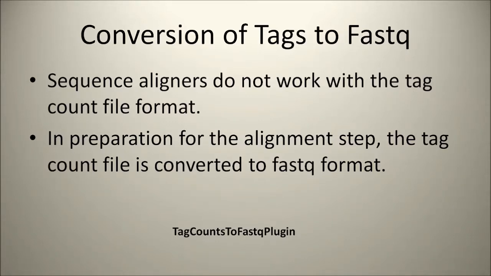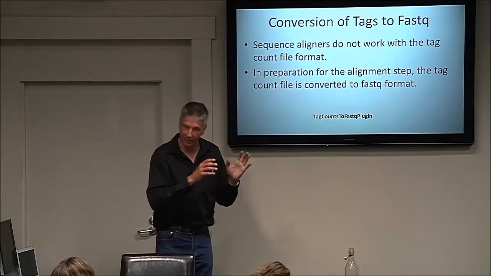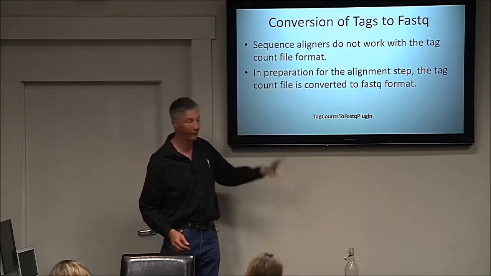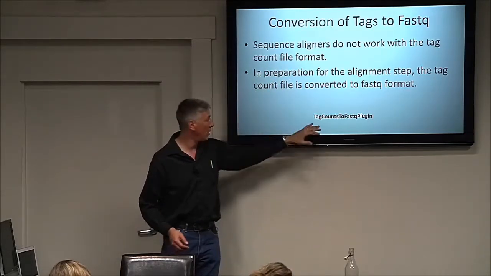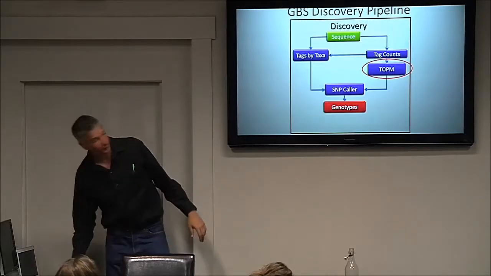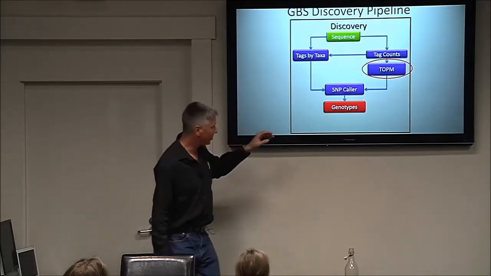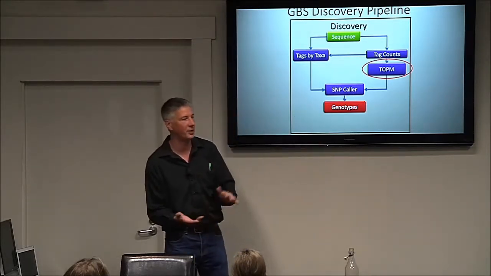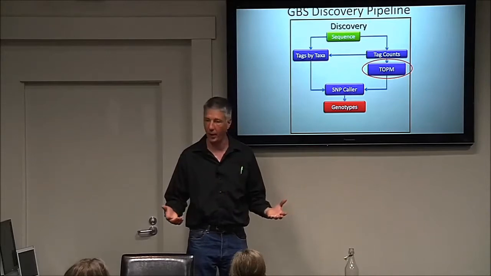So what we have to do here is convert them to a FastQ file. And the quality scores don't mean anything in this FastQ file. But that FastQ file can then be used with an aligner. So we take the tag counts file and we convert it to a FastQ file. And that's just a sequence file. So that's the tag counts to FastQ plugin. Okay, so we've done that, and we've got this FastQ file that represents the tags that we know about.